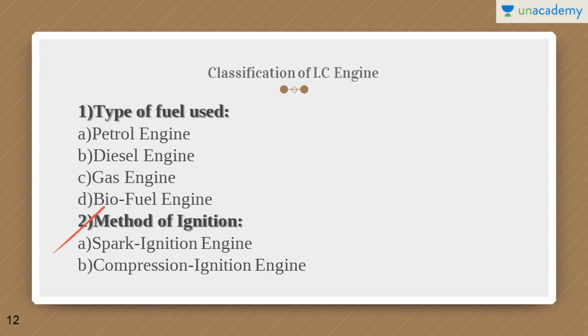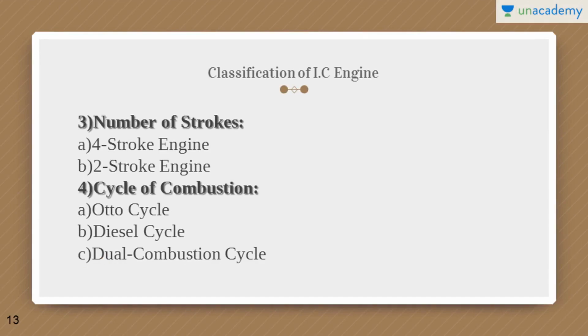Then according to the method of ignition, spark ignition engine: if the fuel is ignited by an electric spark generated by a spark plug, then the engine is called a spark ignition engine. Then compression ignition engine: in these engines the fuel ignites when it comes in contact with the hot compressed air. And according to the number of strokes per cycle, a 4-stroke engine: if the engine completes its working cycle in 4 different strokes of the piston or 2 revolutions of the crankshaft, it is called a 4-stroke engine.